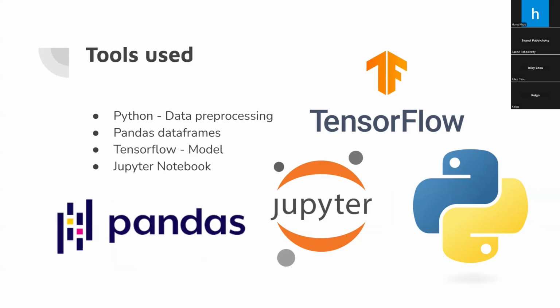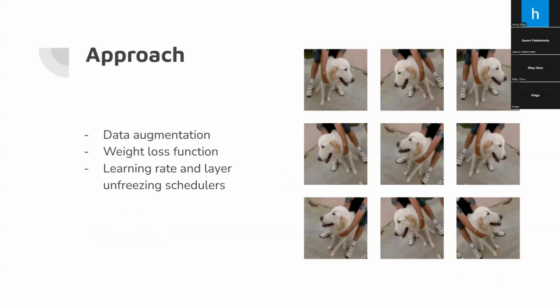Our main tools used were Python for data pre-processing, Pandas data frames, TensorFlow for the model, and Jupyter Notebook. One of the big challenges in our project was that there wasn't enough data to train the model on, especially with one of the skin disease categories. So to deal with that, we used data augmentation, like the image on the right shows, by using rescaling, flipping, blurring, and more to generate more data to train the model on. We also tried fine-tuning training parameters, like changing the weight loss function parameters, as well as setting schedules for learning rate and unfreezing layers so the model training accuracy wouldn't plateau.